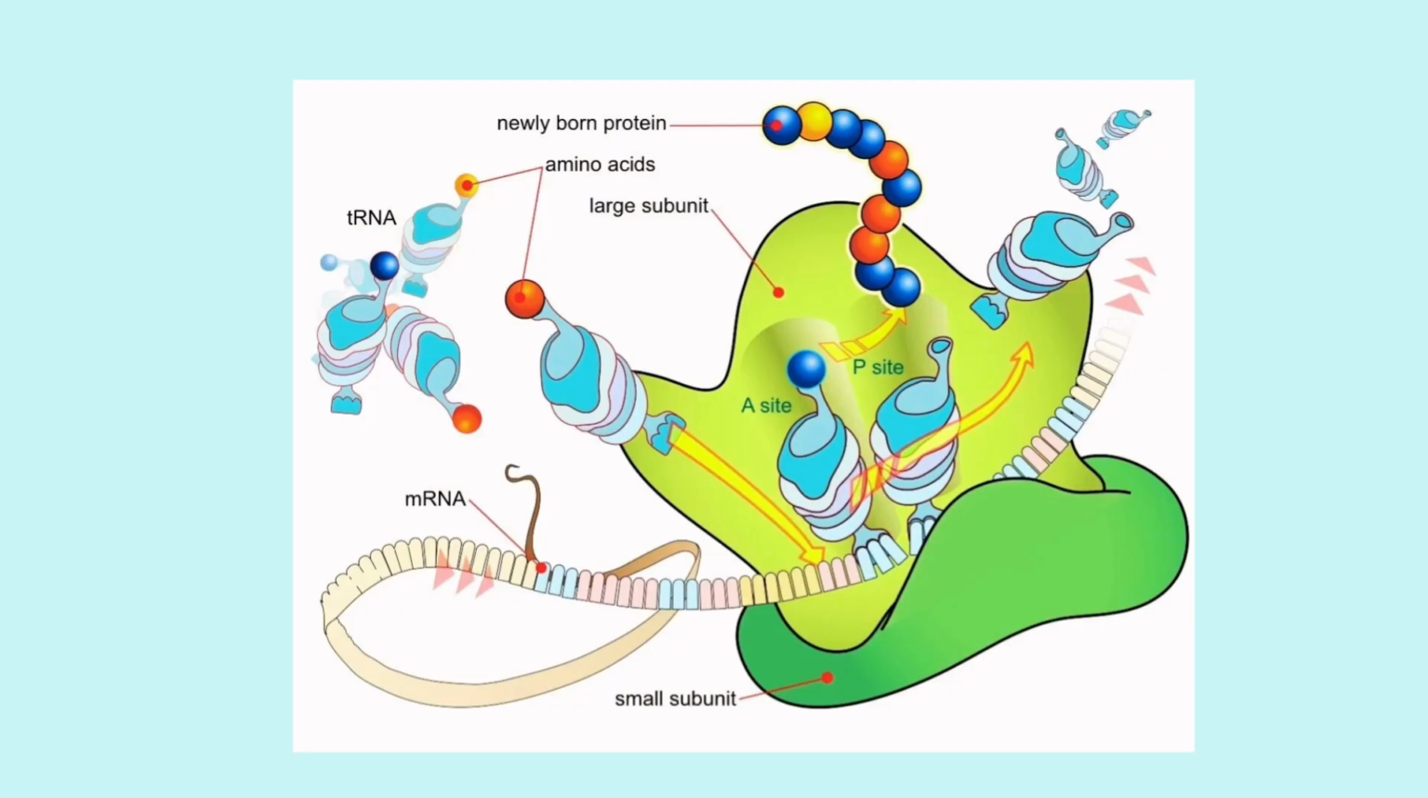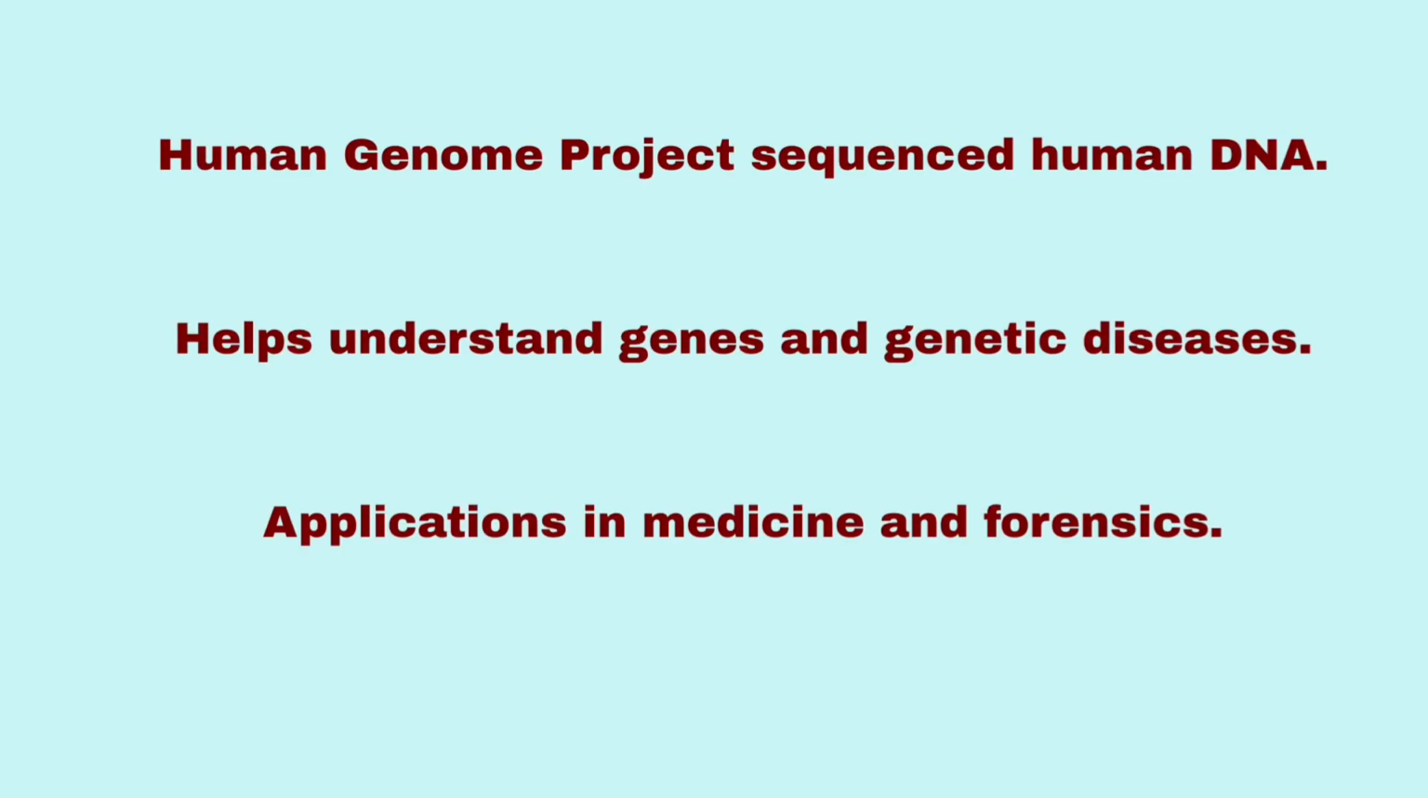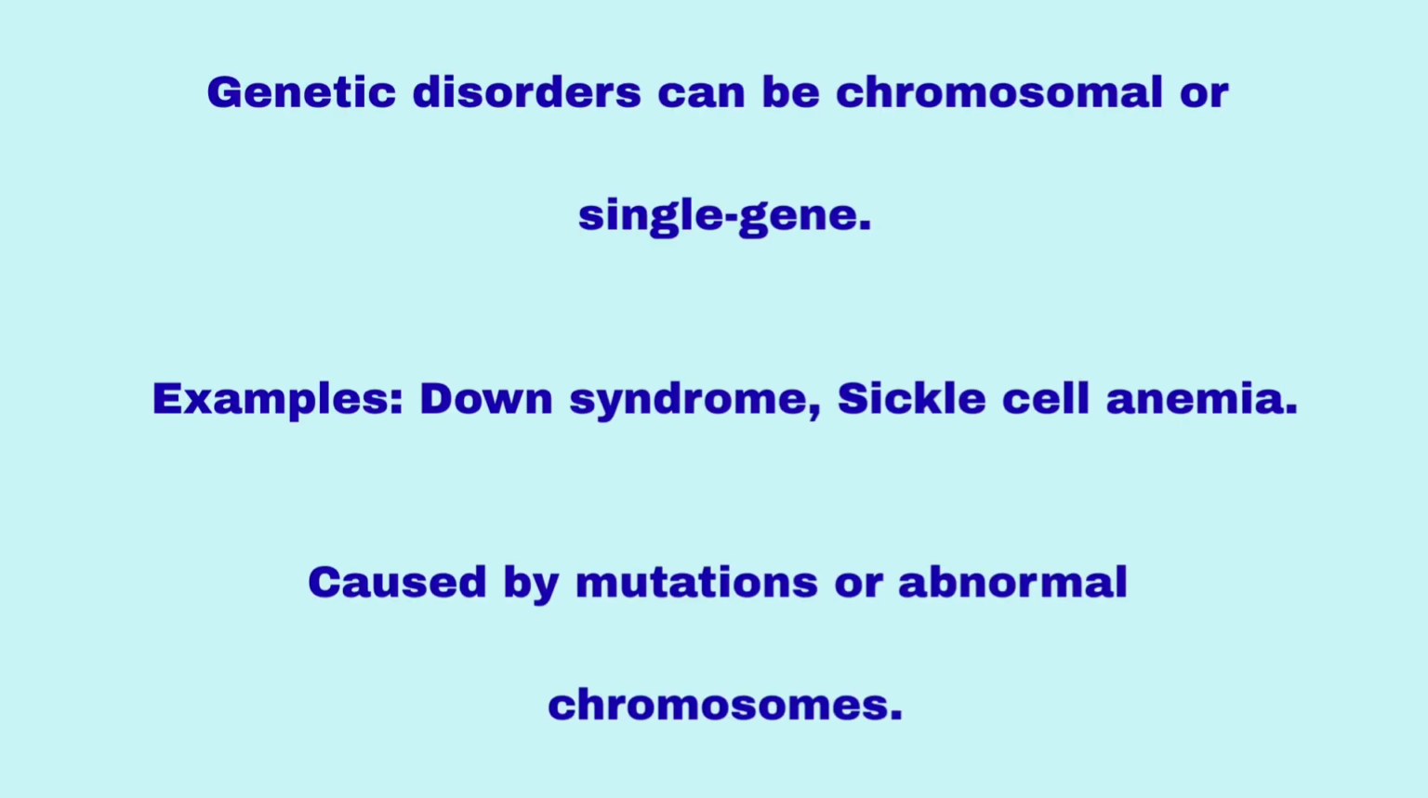Gene expression is regulated in the cells. In prokaryotes, the operon model, for example the lac operon, is used. Eukaryotic gene regulation is more complex. The Human Genome Project sequenced human DNA, which helps understand genes and genetic diseases, and the applications are in medicine and forensics. Genetic disorders can be chromosomal or single gene. For example, Down syndrome and sickle cell anemia are caused by mutations or abnormal chromosomes.